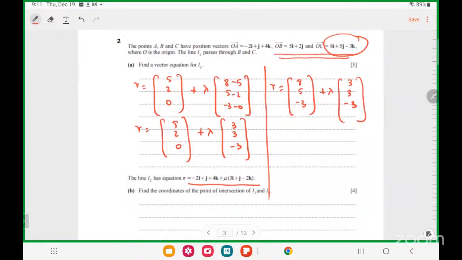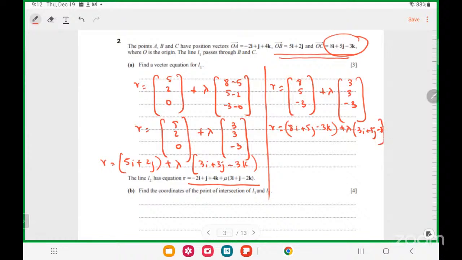अच्छा, it is also advisable अगर सवाल IJK की फॉर्म में है तो जवाब IJK की फॉर्म में दिया जाए, सवाल कॉलम वेक्टर फॉर्म में है तो जवाब कॉलम वेक्टर फॉर्म में दिया जाए. सो अगर मैं इसको IJK की फॉर्म में देता हूं तो दिस विल बी R इज इक्वल्स टू 5I प्लस 2J प्लस लैम्डा टाइम्स ऑफ 3I प्लस 3J minus 3K. Similarly, if this would have been given in IJK form, in Cartesian form, then this would have been 8I plus 5J minus 3K plus lambda times of 3i plus 3j minus 3k. I hope this is clear, everyone.